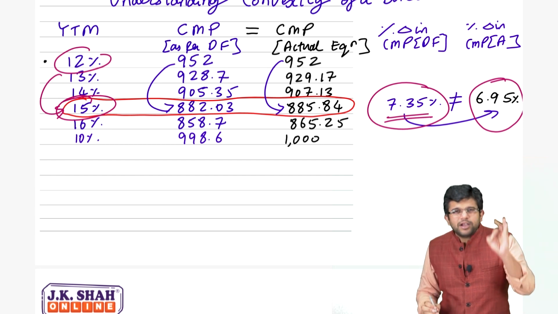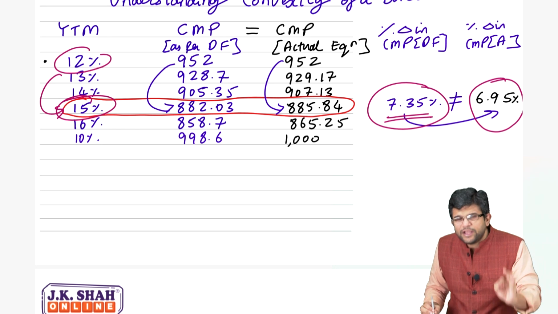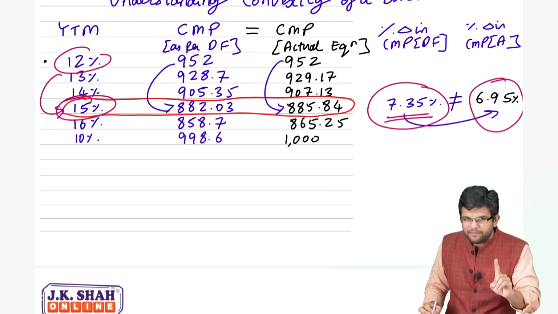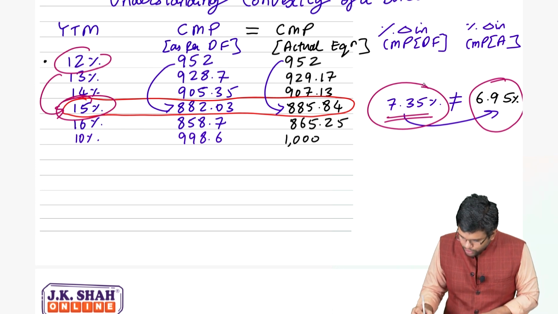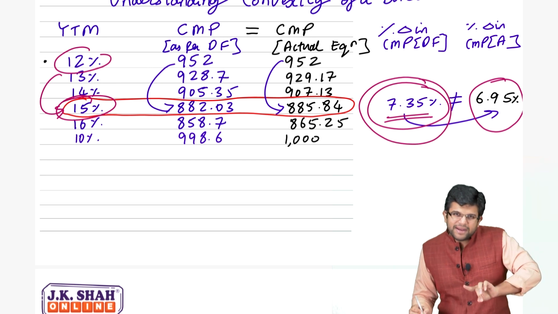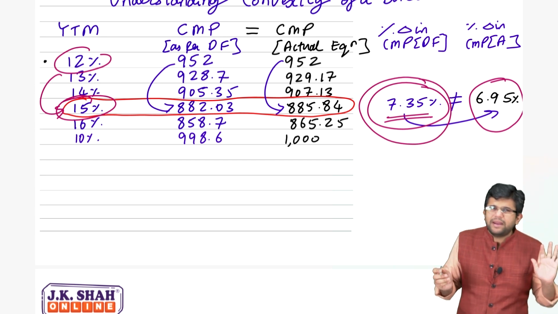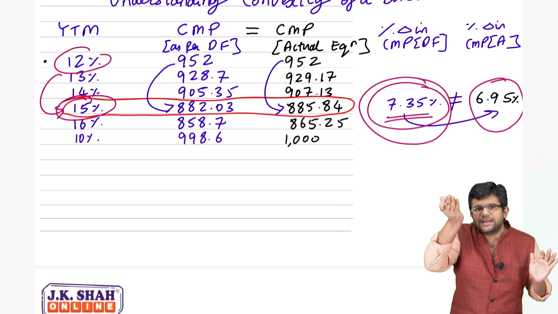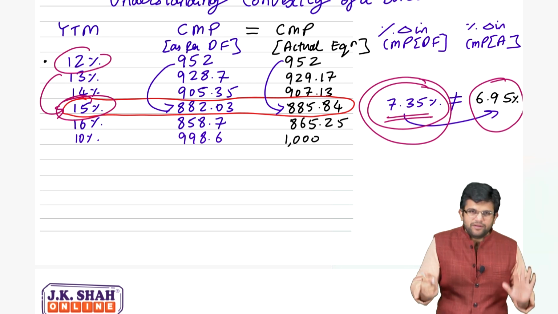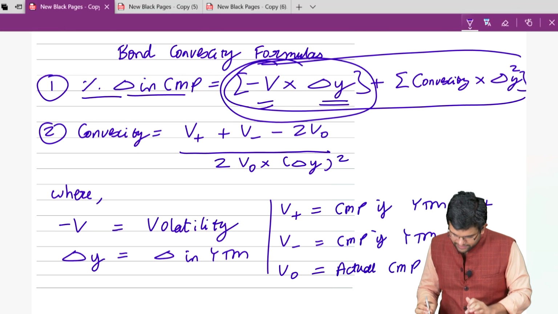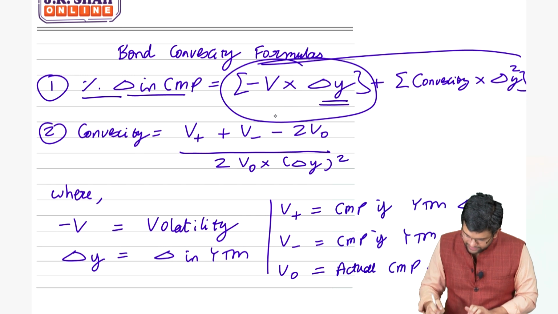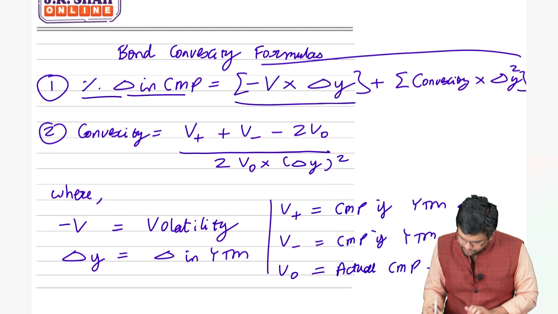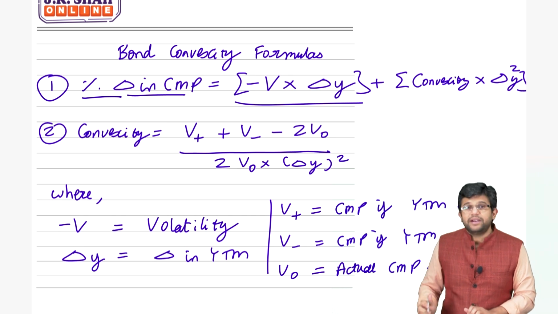Then according to the volatility of 2.45% for every 1% change, do you realize the total change should be minus 7.35%. Why minus? Because when the yield increases, price decreases. Everybody clear? So this first bracket here is nothing but 7.35%. Do you agree with me?